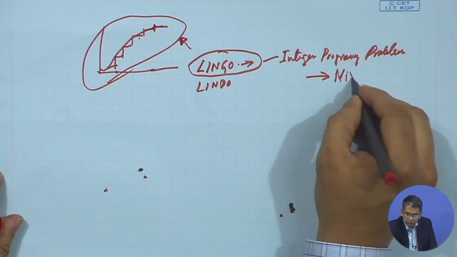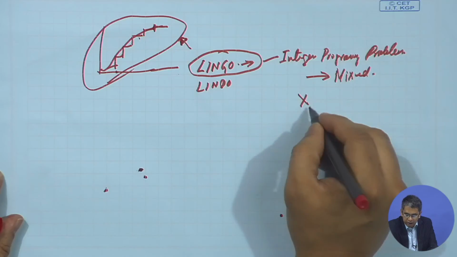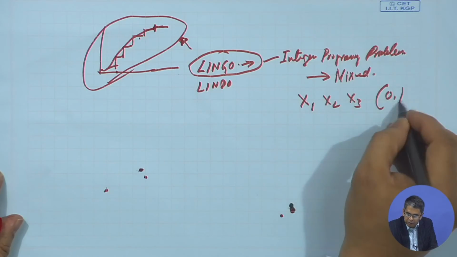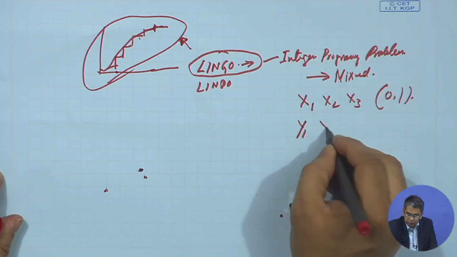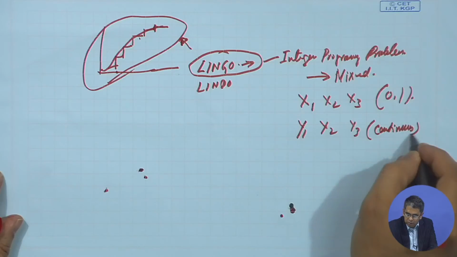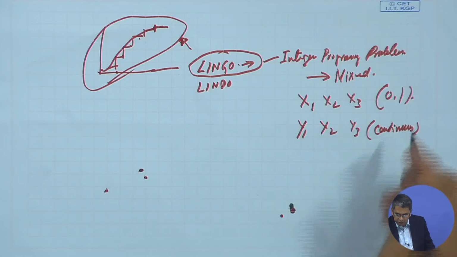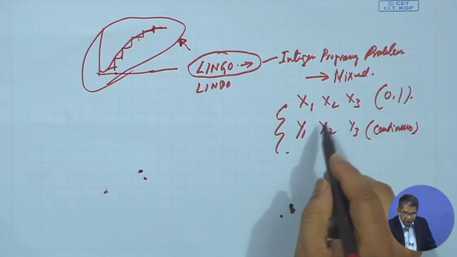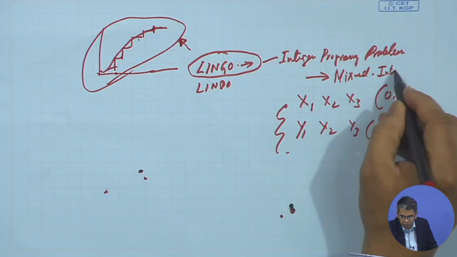which is mixed, means say x1, x2, x3 are 0, 1 variables, they are integer, and maybe some other variables y1, y2, y3, these are all continuous variables. So this y1, y2, y3 is continuous, so you will get this. So that's for mixed integer programming. That is much more useful.